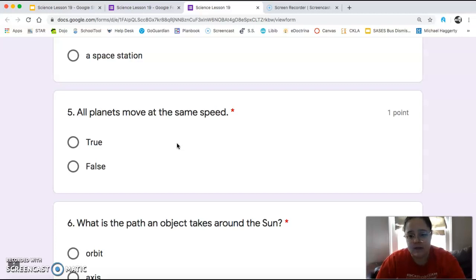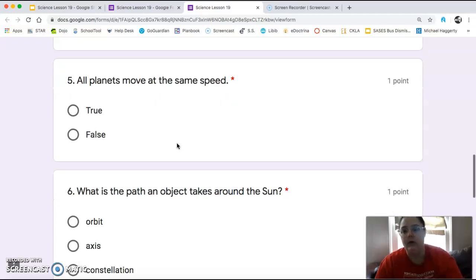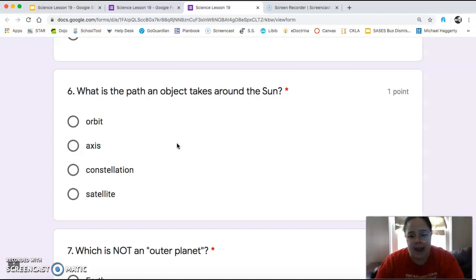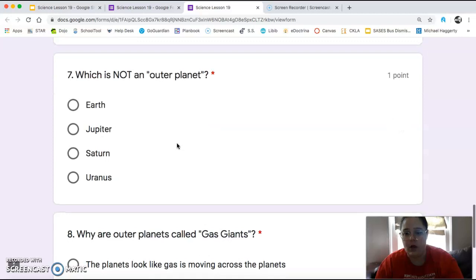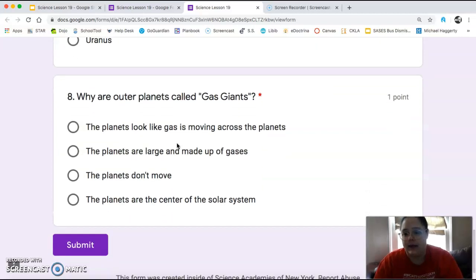Number 5 is true or false, all planets move at the same speed. Number 6, what is the path an object takes around the sun? An orbit, an axis, a constellation, or a satellite? Number 7, which is not an outer planet? Go back to that slideshow, which is not an outer planet. And then lastly, why are outer planets called the gas giants? Because the planets look like gas is moving across the planets. The planets are large and made up of gases. The planets don't move, or the planets are the center of the solar system.